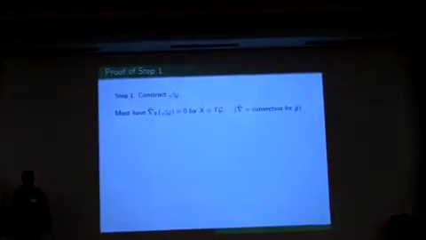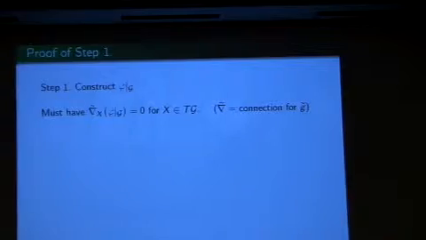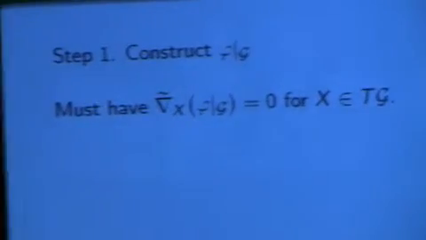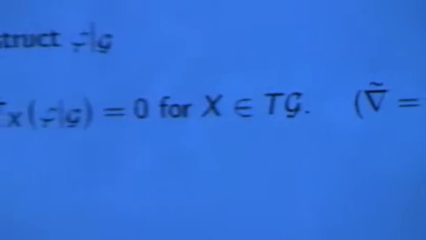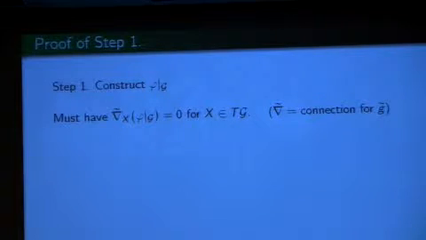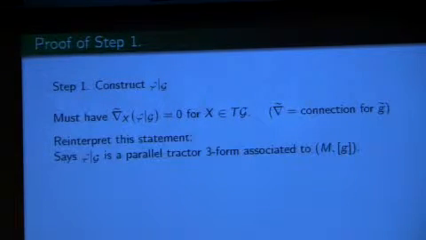Okay, so what about the first step? We want to construct the parallel 3 form on the initial surface. Clearly there's a condition it has to satisfy: if it's supposed to be parallel in the whole space, then in particular, if you know it on a hypersurface, its covariant derivatives in the directions tangent to the hypersurface have to be 0, and that's a condition on the initial data. Now that condition can be reformulated. These are just words, but they're coming from Mike's talk. I'm going to restate that by saying this 3 form on G is a parallel tractor 3 form associated to the conformal structure.